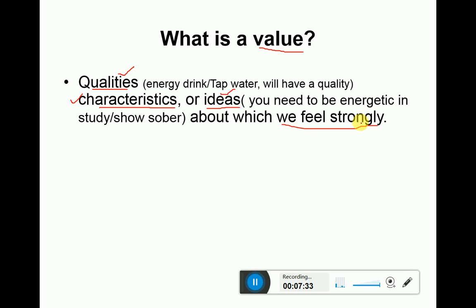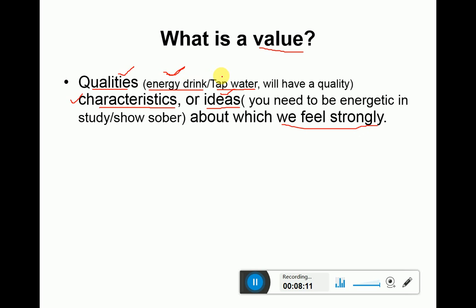Suppose quality, an example, sir will explain. Suppose I drink an energy drink. For example, I'm using the tap water. If I am using an energy drink, a specified energy drink, for example Carabao, or whatever energy drink, say Monster. Now why am I using the specific energy drink? Definitely it will have a quality.